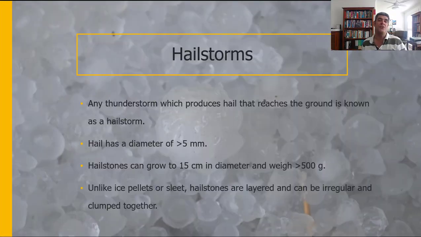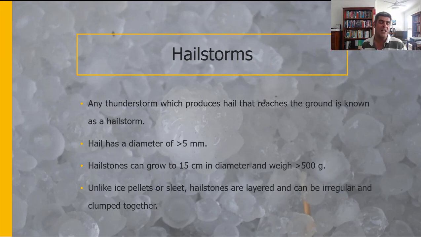Well, any thunderstorm that produces hail that reaches the ground is known as a hailstorm. So this is a very broad category, and basically hail is anything that has a diameter of greater than about 5 millimeters or half a centimeter. Now, of course, this is the lower limit. Hail can be much bigger than this, and hailstones have been recorded up to and even above 15 centimeters in diameter. So we're talking some fairly large and very potentially damaging solid ice that is going to fall from the sky and often reach quite significant speeds.